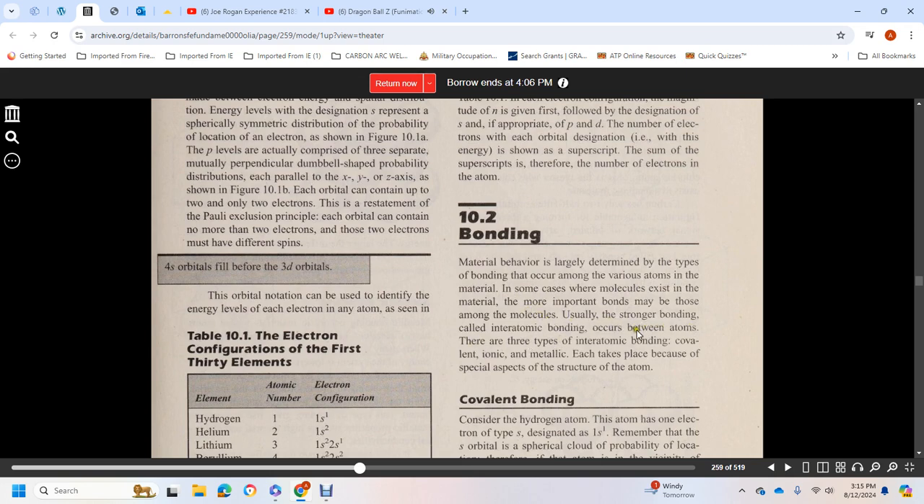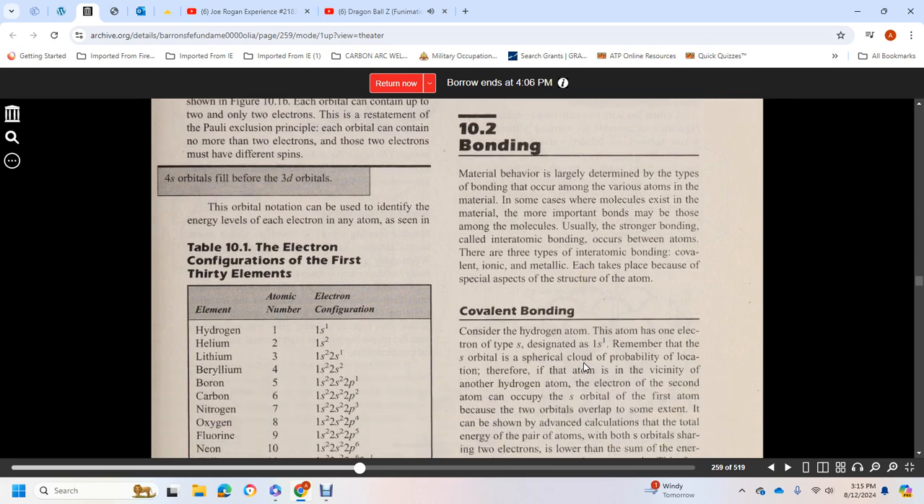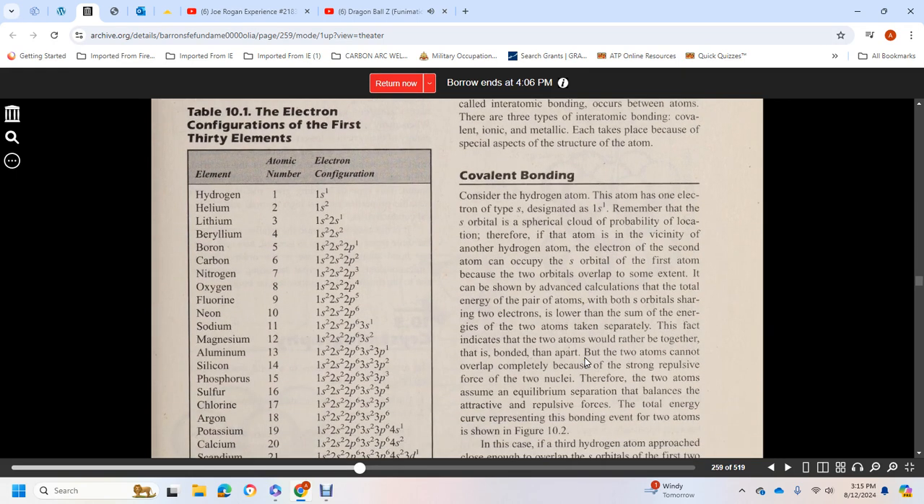There are 3 types of interatomic bonding: covalent, ionic, and metallic. Each takes place because of specific aspects of the structure of the atom. Covalent bonding: consider the hydrogen atom, an atom with 1 electron of type s, designated 1s1. Remember that the s orbital is the elliptical cloud of probability location.